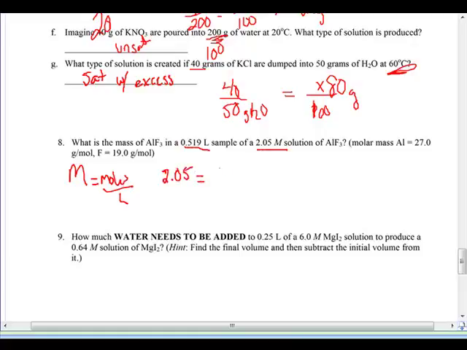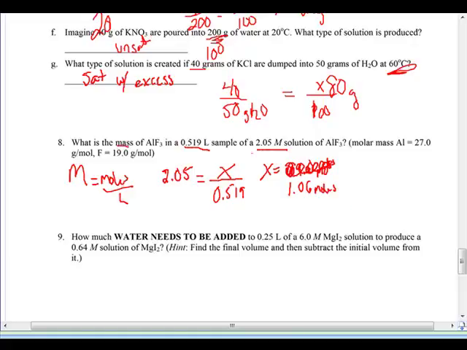2.05 equals, we don't know what the moles is, but we do know that the volume of the solution is 0.519. Solve it. X comes out to 89.0. Okay? That's moles. Actually, that was your answer for grams. X comes out to 1.06. There we go. 1.06 moles. Okay. Then it says, what's the mass?